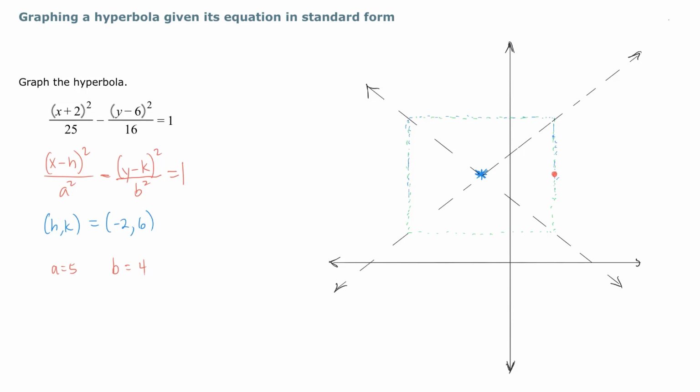And there's actually a vertex here and another vertex here. They're left and right of the center. And we're just simply going to draw the hyperbolic branches.